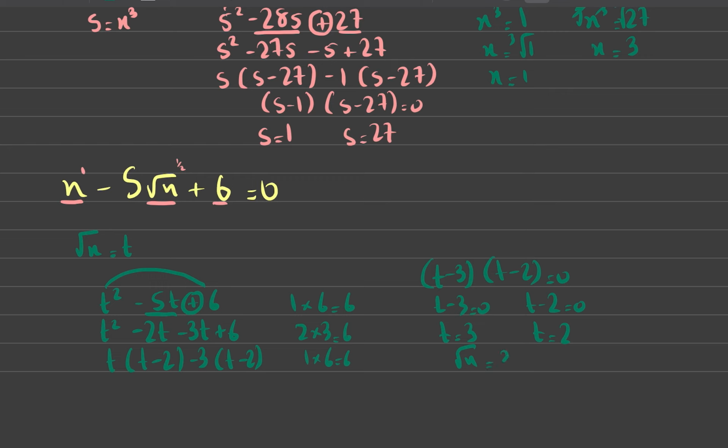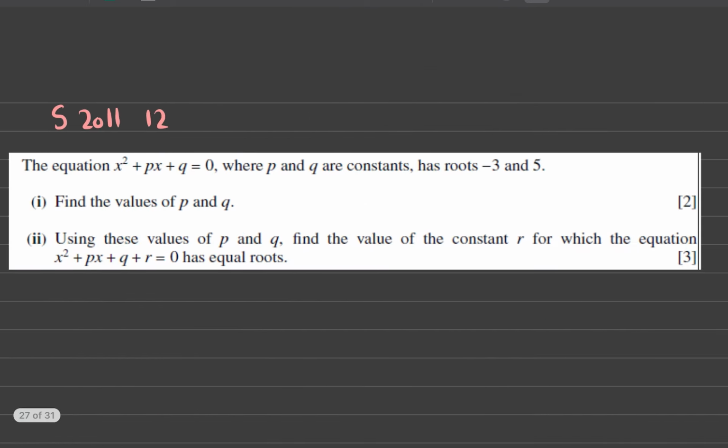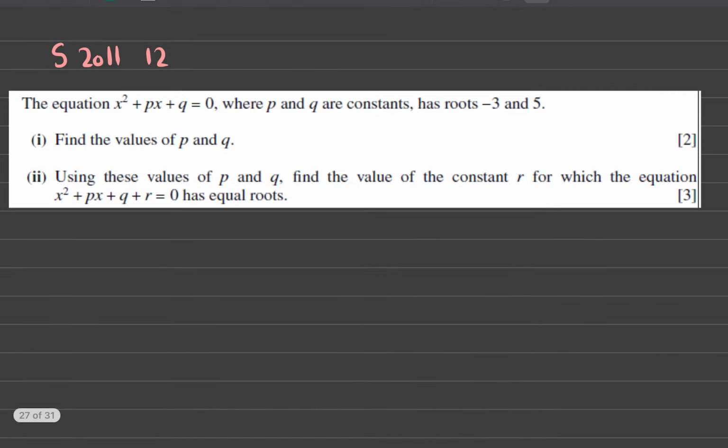Under root x. How do you remove square root? You square both sides. So my answer of x will be 4 and here it's going to be 9. Do you get this? Now let's begin with few past paper questions. So the first one. In this one, I'm going to teach you one trick.